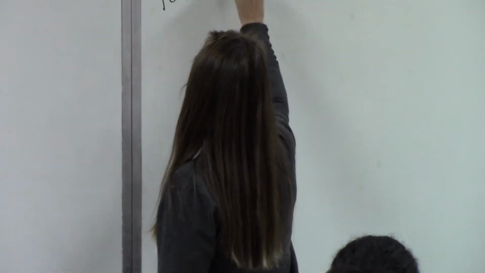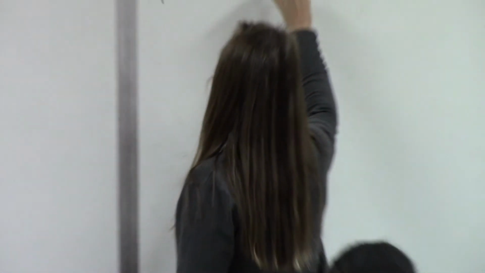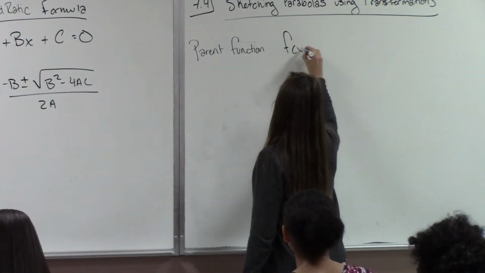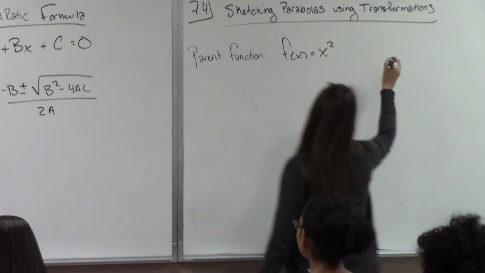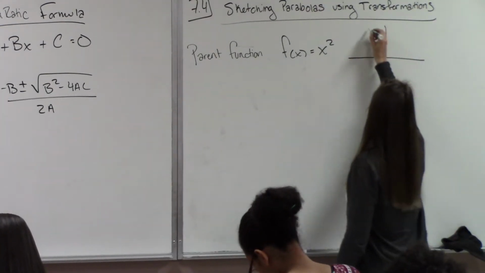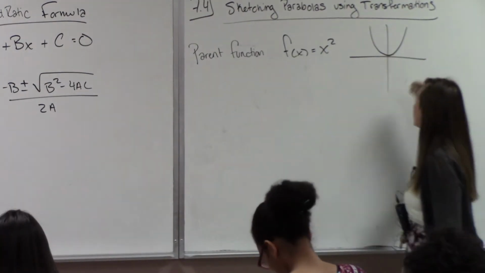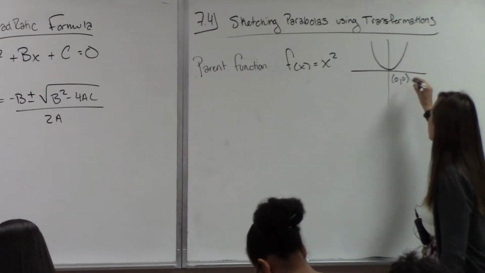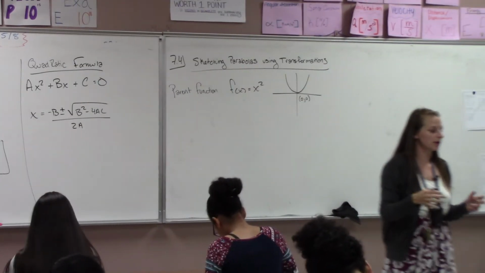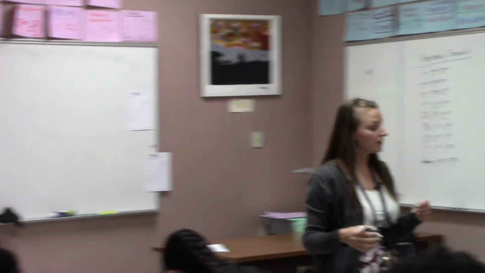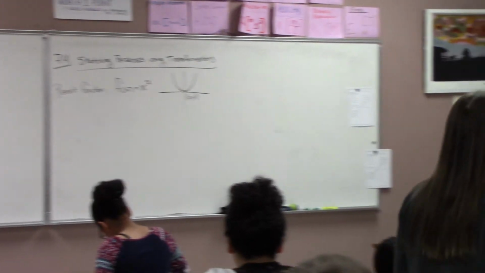Okay, all right. So when we're sketching parabolas, we have to first look at the parent function. The parent function, f of x equals x squared, has a graph that looks something like this. We've got the vertex here at 0, 0, and we've got the general parabolic shape. And now there's 3 different transformations we can look at to manipulate this parent function. Let's take a look at them individually.